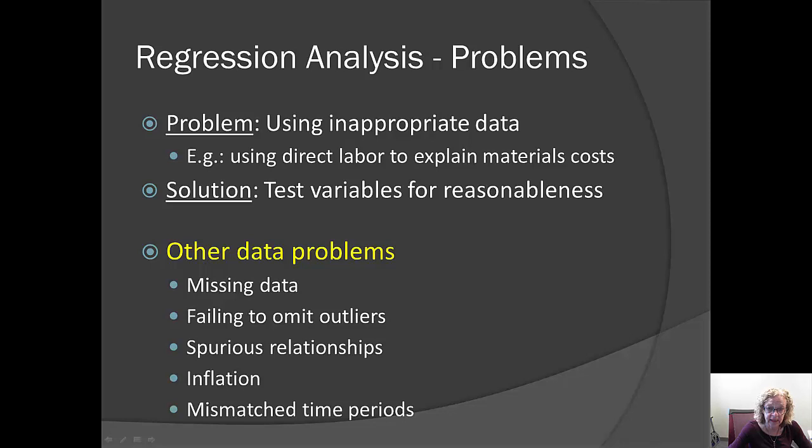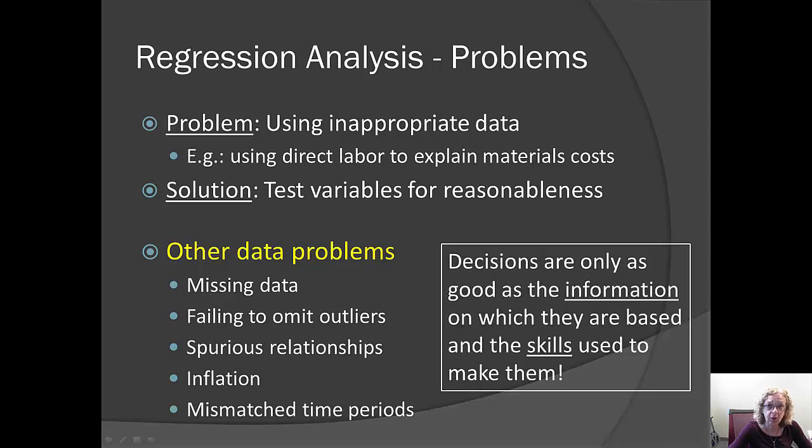Altogether, what this tells us is that decisions are only as good as the information on which they are based and the skills that we use to make them. If we have bad information, then it doesn't matter how skillful we are. We're not going to come to a good conclusion. On the other hand, if we have good information and we use it badly, we still won't come to a good conclusion.